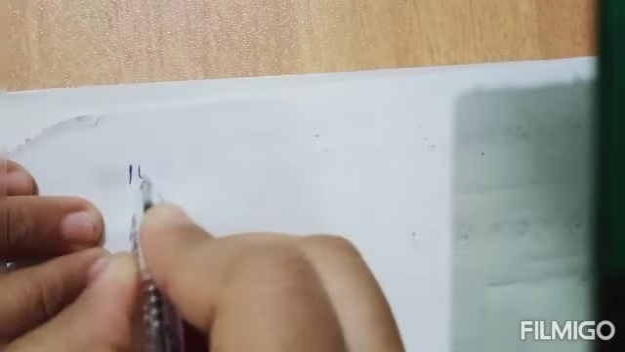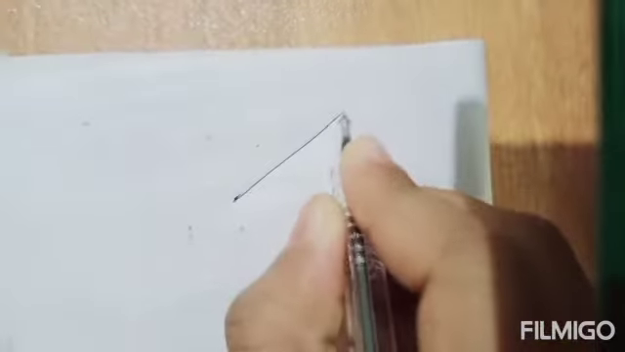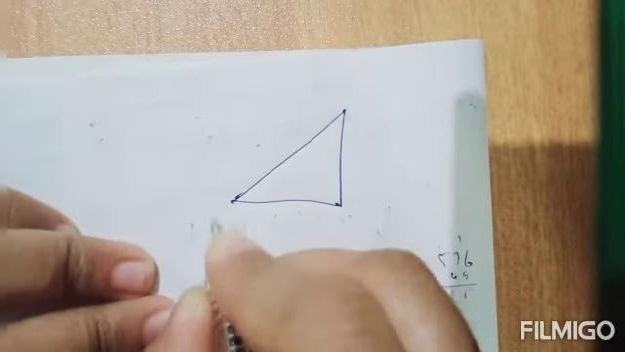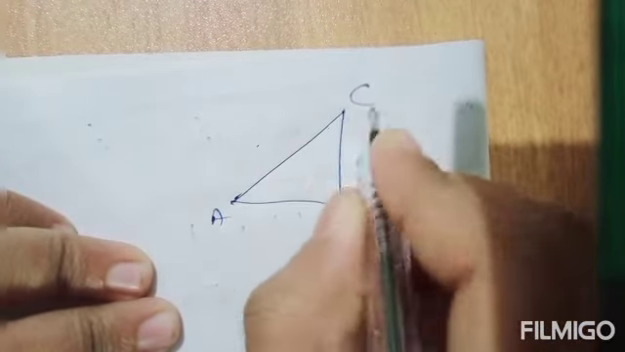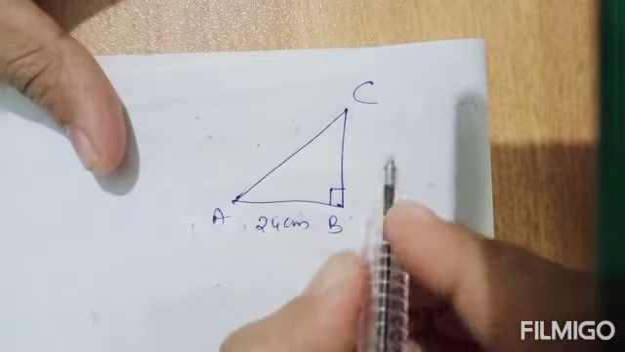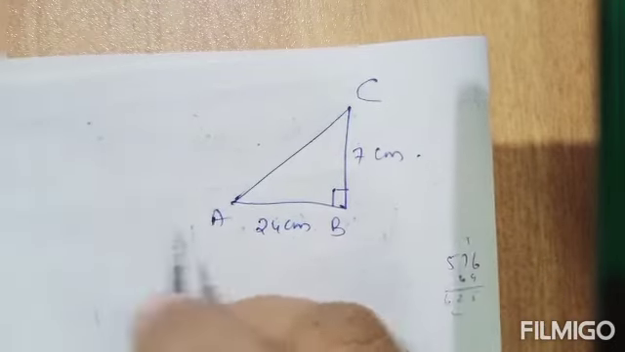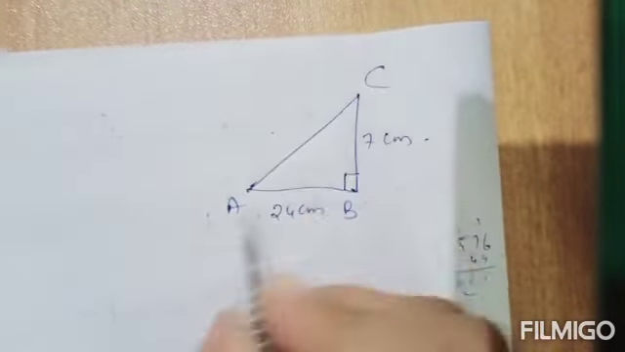Next, 14th question. Use the information given in the adjoining figure to find the length of AC, the area of triangle ABC, and the length of BD correct to 1 decimal place. So here one right angled triangle is given. ABC is right angled at B, and AB is given 24 centimeter, BC is given 7 centimeter. First question is the length of AC.